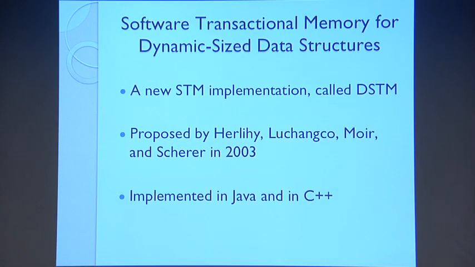So let's look at an example of a software transactional memory that was proposed by Herlihy, Luchangco, Moir, and Scherer in 2003. It was called DSTM, and the idea of DSTM is that it's a dynamic-sized transactional memory. You don't need to know beforehand what memory locations you're going to access, and they don't need to be in specific memory locations. They implemented it in both Java and C++. We will look at some of the Java implementation that they had here.